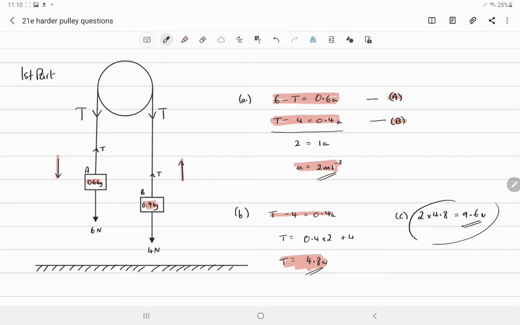Now the next part of the question is all about what happens after the system is released. So yes, we know that this heavier body is going to fall down. Eventually it's going to hit the ground. So it's going to fall down and it's going to hit the ground at some speed, some final velocity. And this object here, it's going to continue rising up even after particle A has hit the ground. It's going to continue rising up.